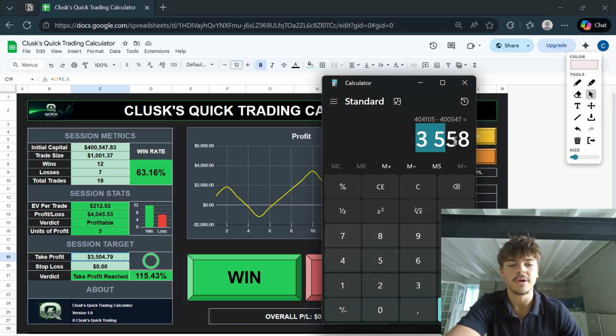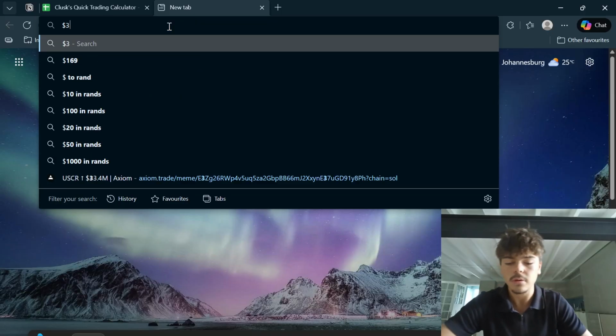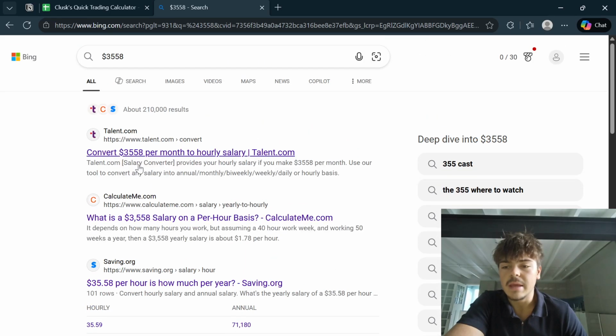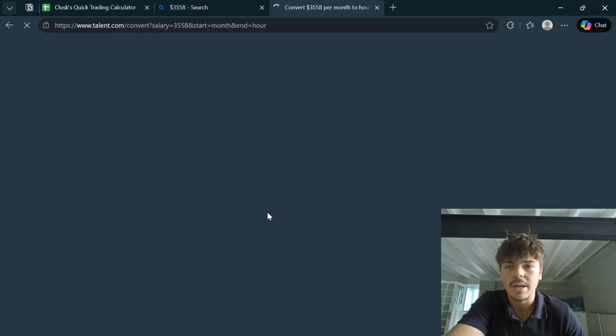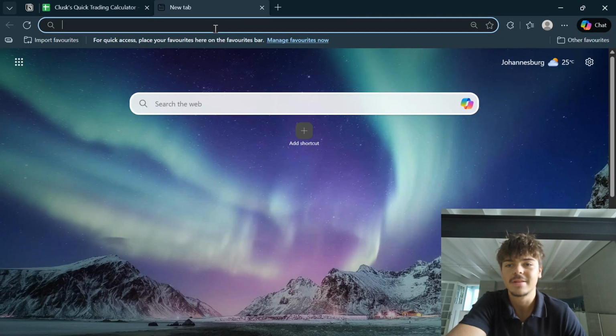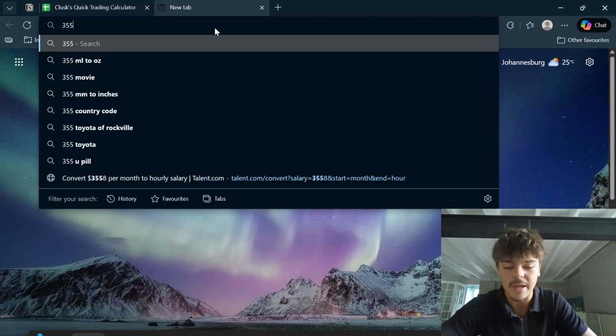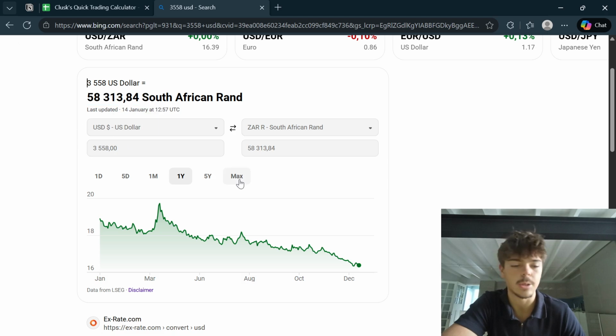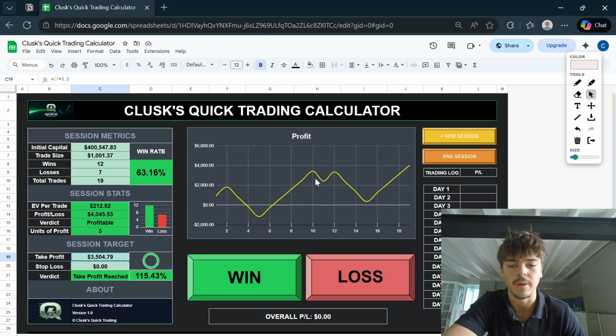Now we can obviously convert this into rand so we can see how much we made. So 3,558. And today we made, I don't know why it's not giving me the conversions here. This is being stupid. 3,558 USD. There we go. Today we made 58,000 Rand in a very short amount of time.